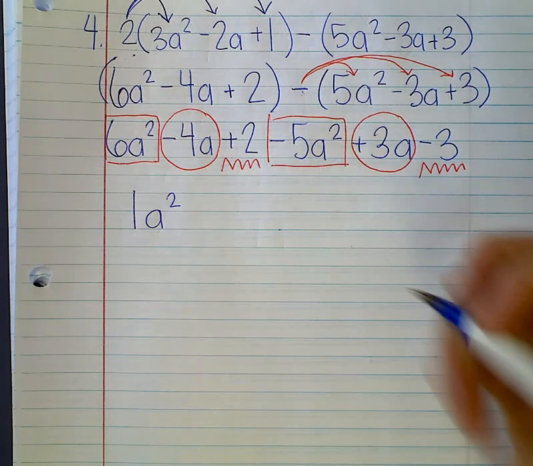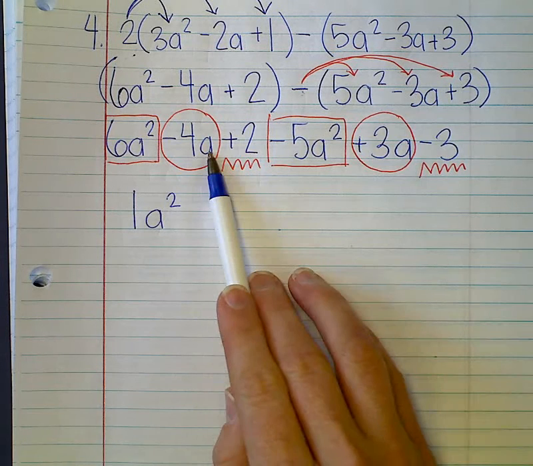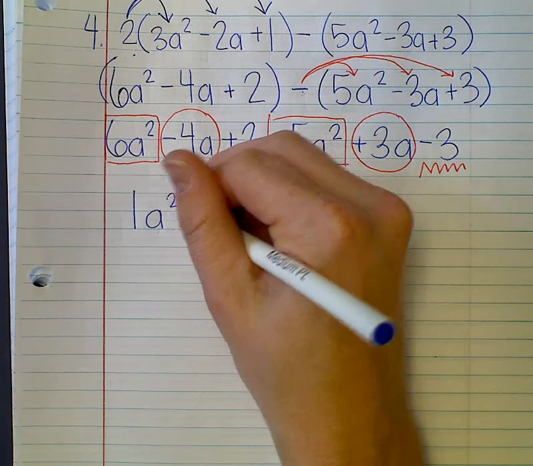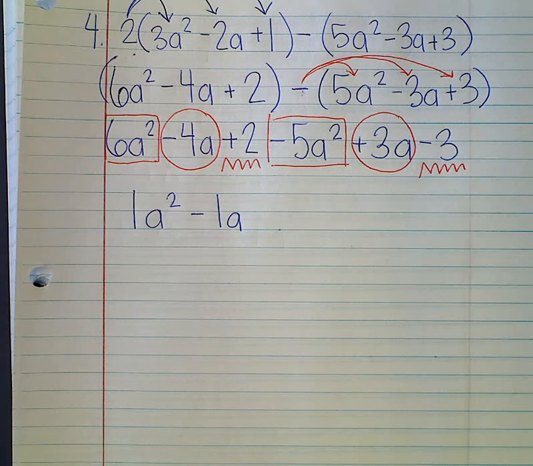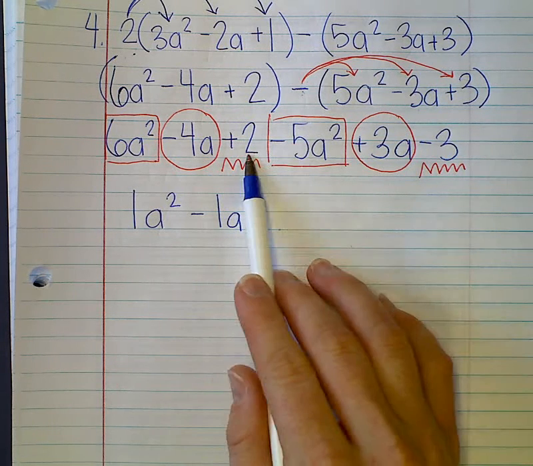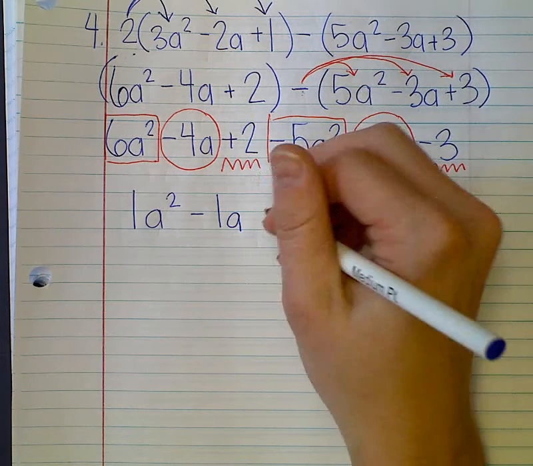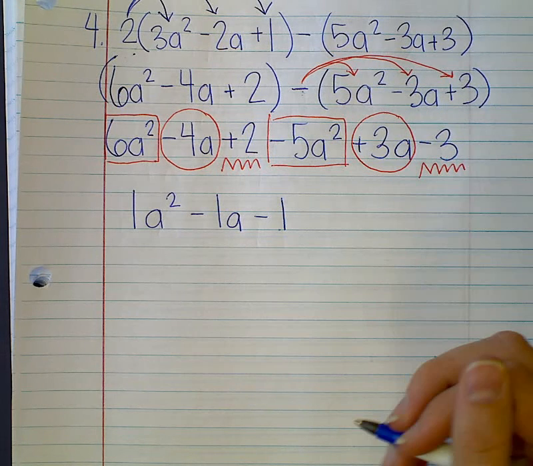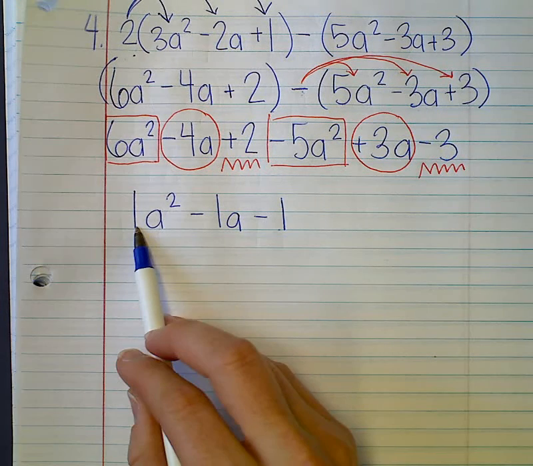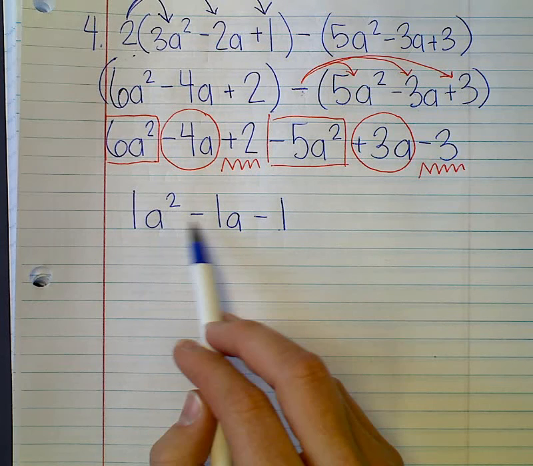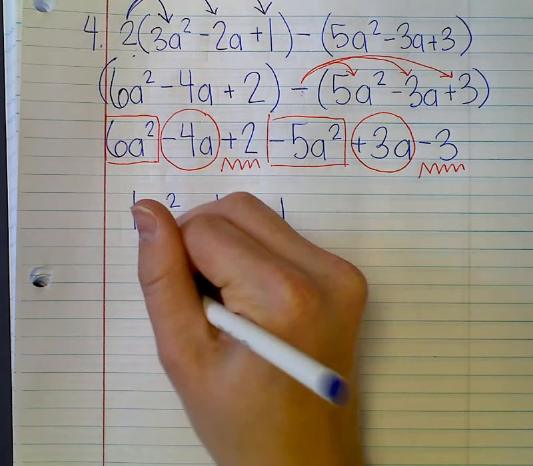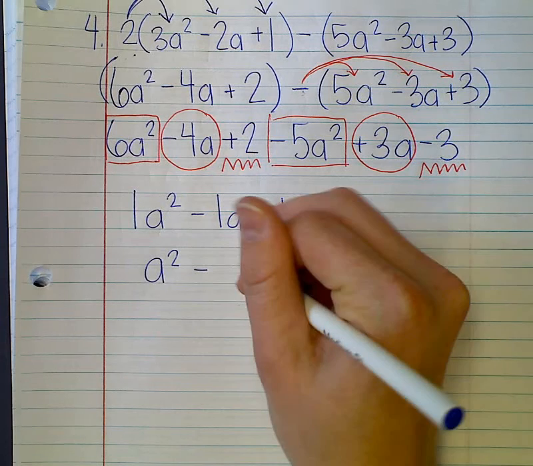Negative 4a plus 3a is negative 1a. 2 plus negative 3 is negative 1. Again, I can simplify these because I know that the 1 in front of my variables will be understood. So my solution is a squared minus a minus 1.